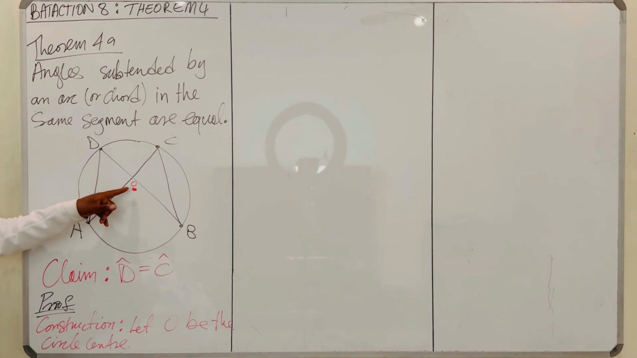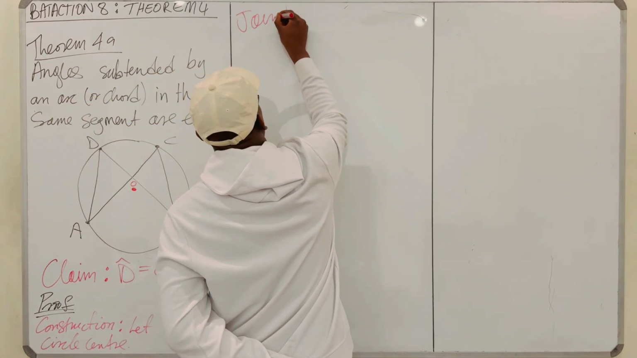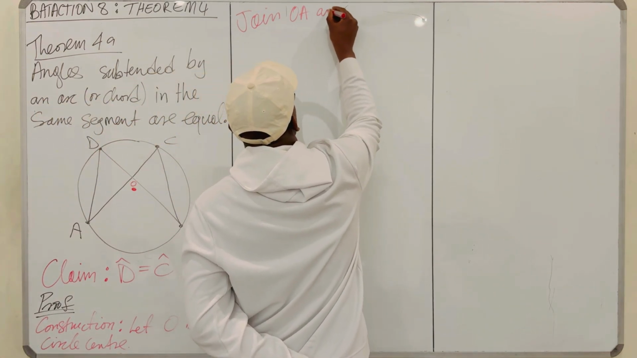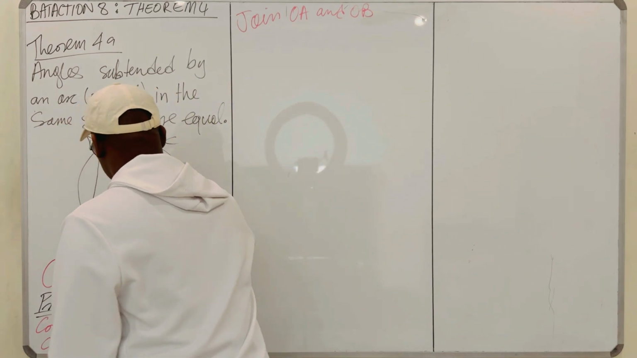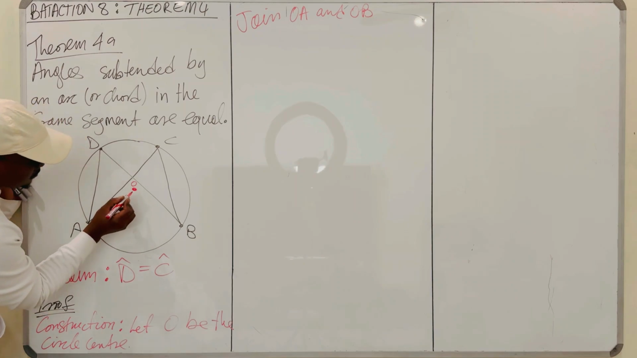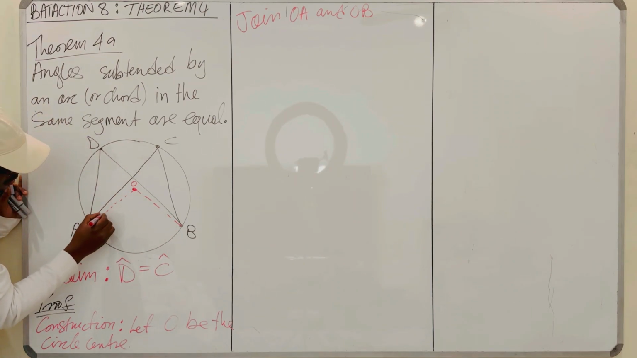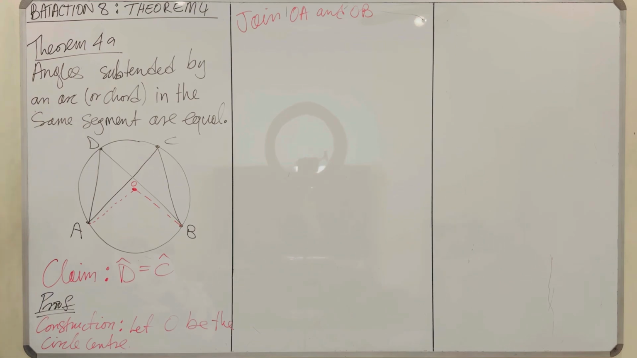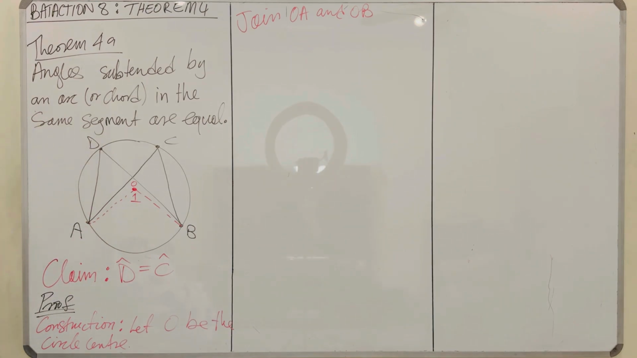I'm going to join what? OA and OB. So let's write it down and say, okay, we'll start construction. Join OA and OB. So if you join it, it looks something like this. And there we go. Are you guys following? So maybe you can say this is O1 here, if you want.